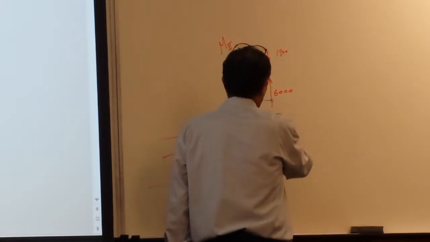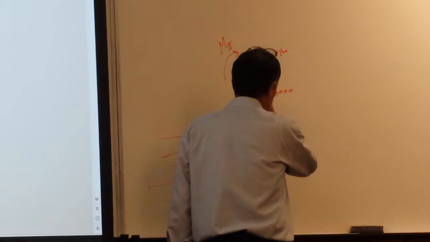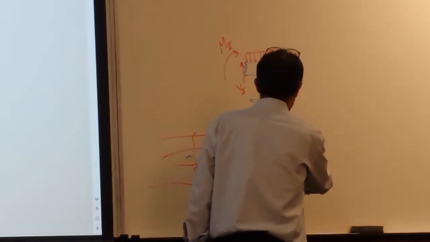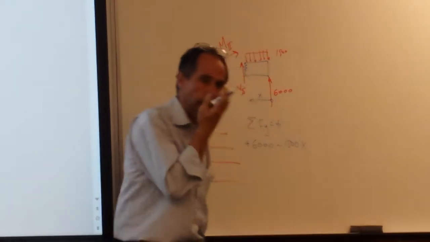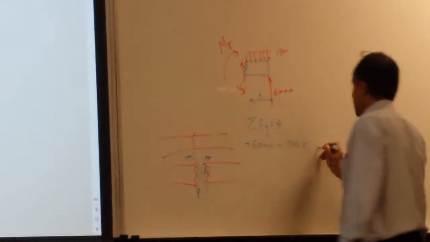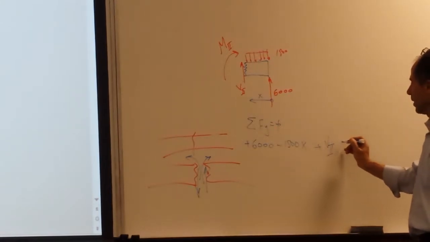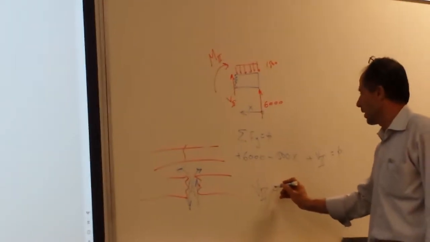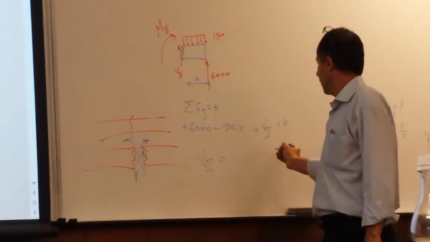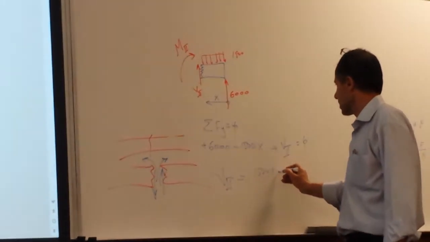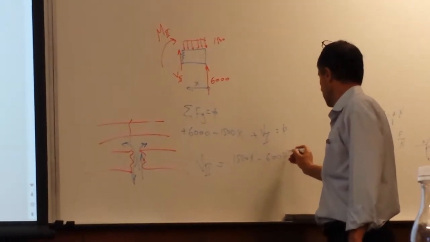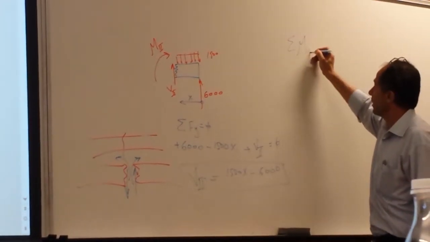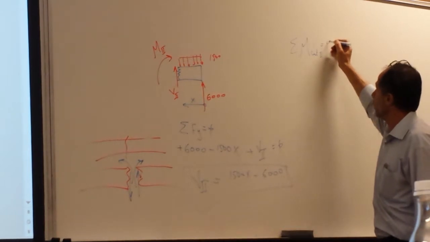Yes. Sum of forces on y equals 0. I have 6,000 positive, negative 1,500 times x. Agree? Positive V2 equals 0, or V2 equals 1500x minus 6,000. Correct? Yes. Sum of the moment at cut 2 equals 0.